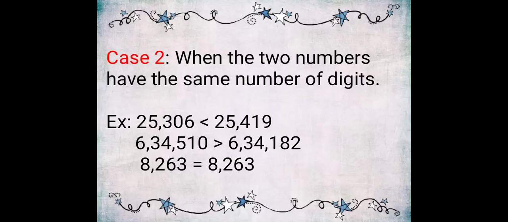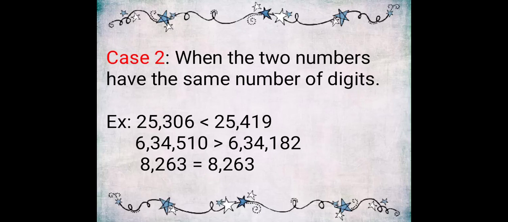Again, here also I cannot find out which is the greatest or which is the smallest. What I will do is move on to my hundreds place and check the numbers. In my hundreds place, I have 5 in one number and 1 in another number. Now, 5 is greater than 1, no? So, 6,34,510 is greater than 6,34,182.